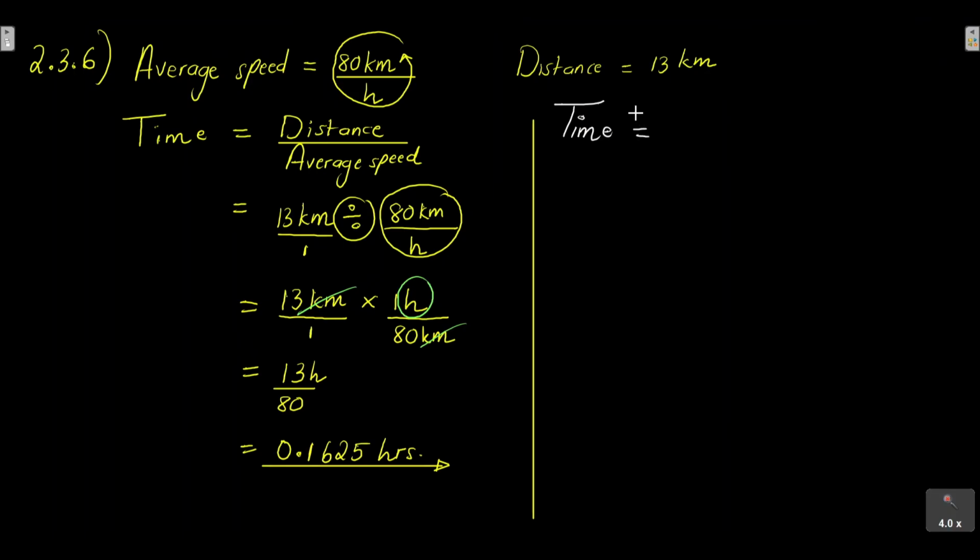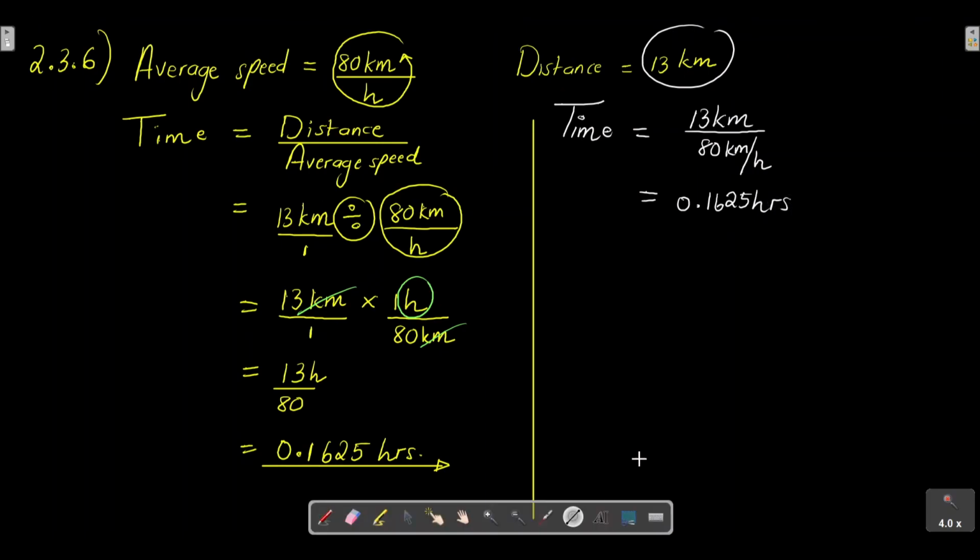Another learner on the channel basically understands that if you just want your time, you take the distance, which is 13 kilometers, divided by your average speed, which is 80 kilometers per hour. So it's just 13 divided by 80, which is equal to 0.1625 hours.